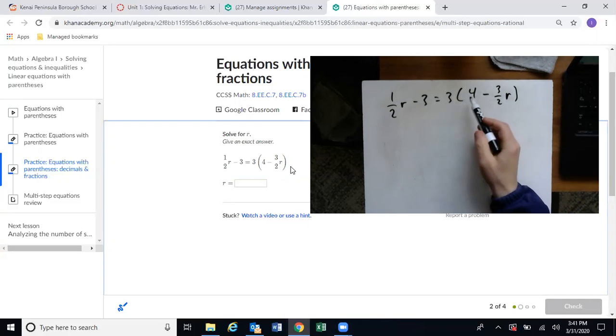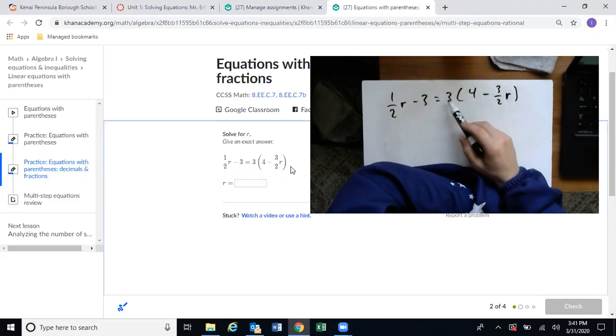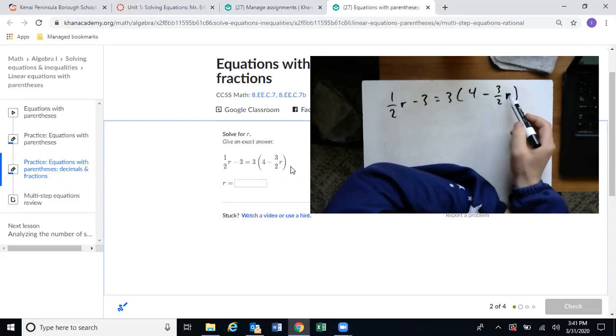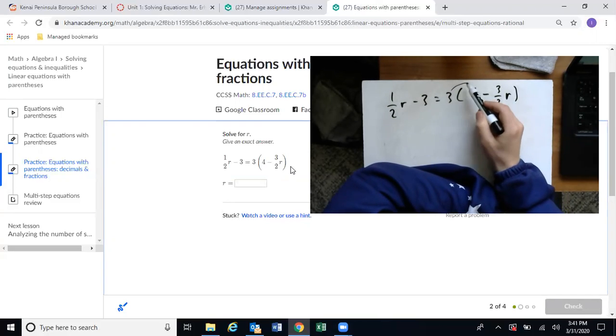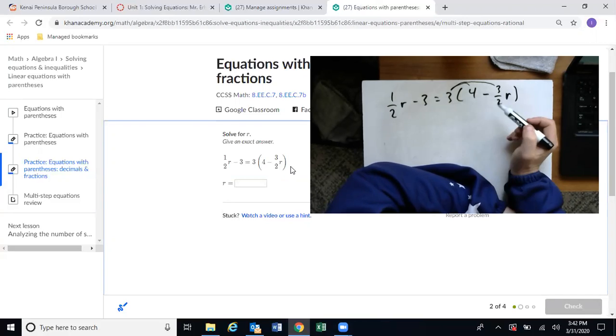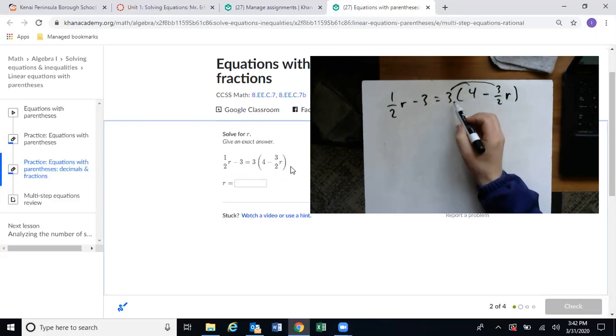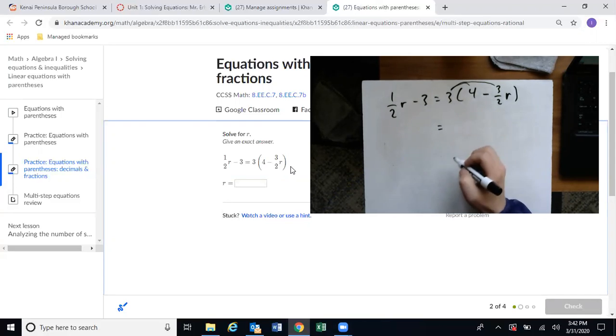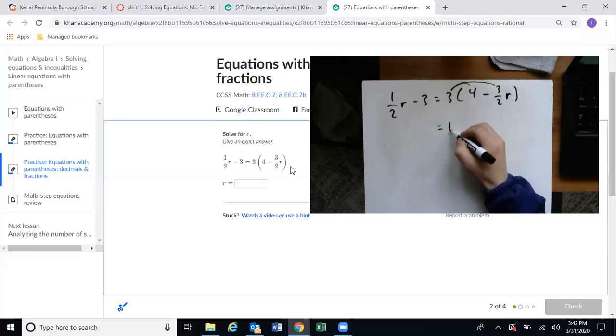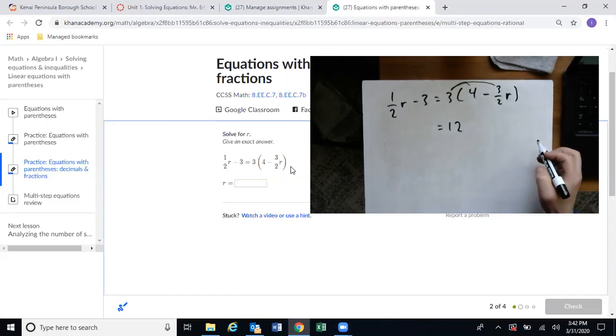So first, the parentheses. I've got to deal with the parentheses first. This is saying 3 is being multiplied by this binomial, which you know means I need to distribute that 3 to both terms within that binomial. I'm multiplying not by just one term, but by both terms. So this is going to be equal to, well, 3 times 4 is 12, and 3 times 3/2.